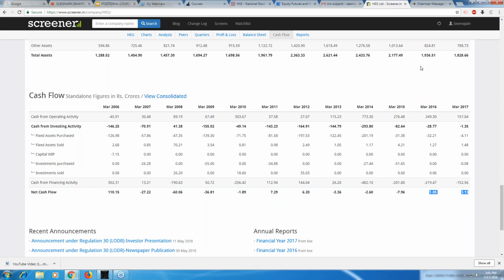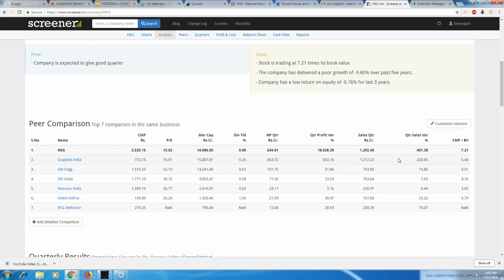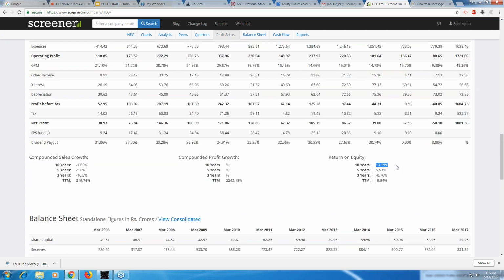Look into the compounded profit growth, almost there is nothing. And compounded sale growth, for 10 years it's negative, 5 years it's also negative, 3 years also negative. And return on equity, for 10 years it's about 13%, 5 years it's about 5%, and 3 years it's minus 76%. But what I'm saying, that if you look into the cash of this company, it is very, very rich.